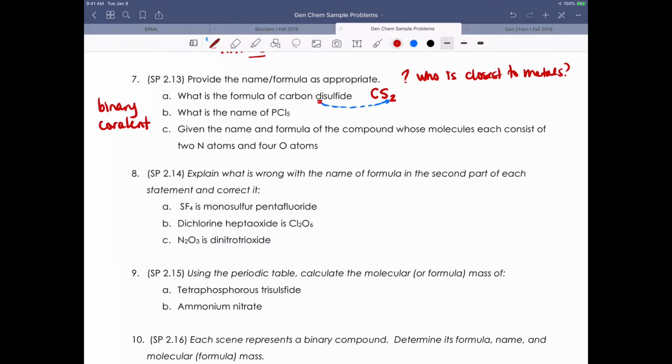Next problem here, the name of PCl5. Well, P is written first, so we're saying that that is more metal-like, so that's going to be phosphorus. And then we're going to have 5 chlorines that are anion-like, so we're going to call them chlorides. So this is phosphorus pentachloride.